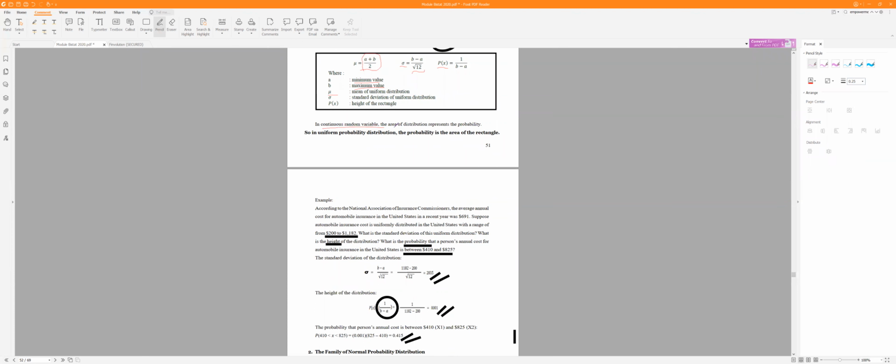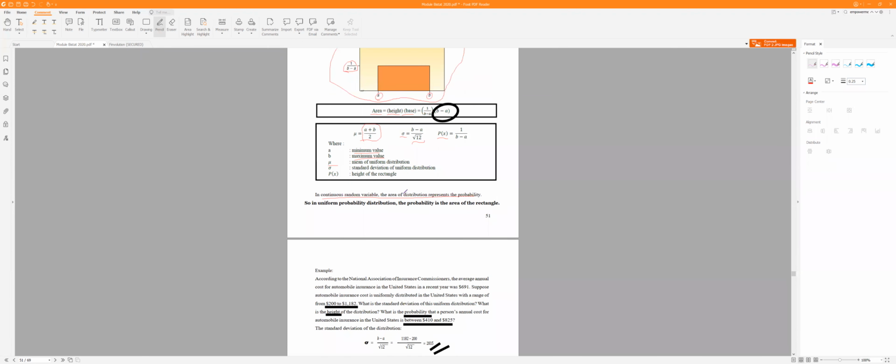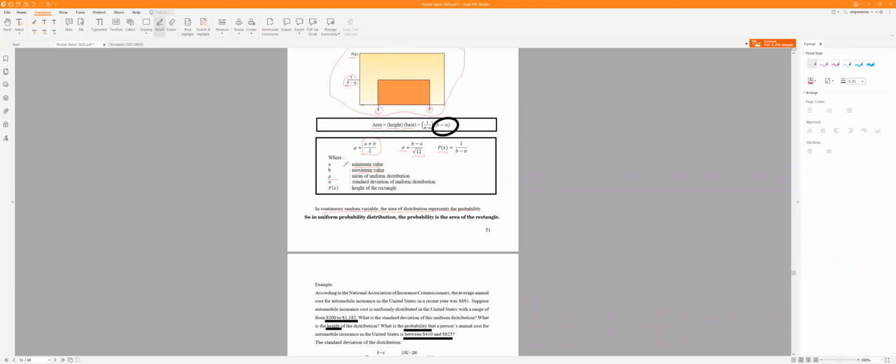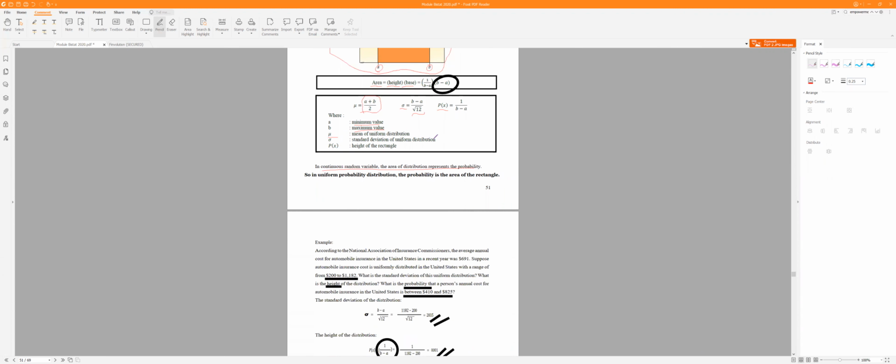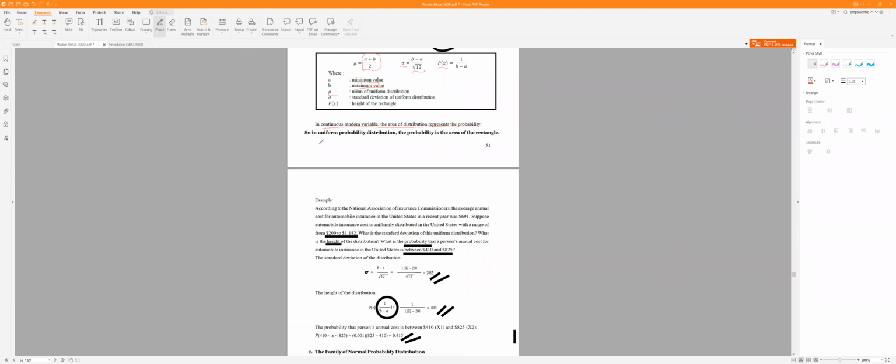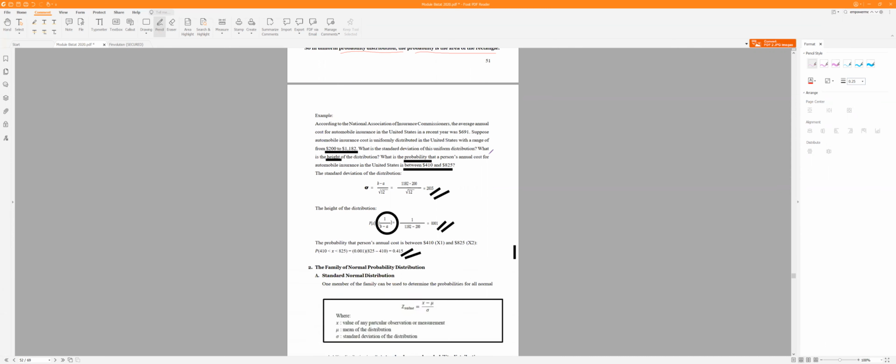In a continuous random variable, the area of distribution represents the probability. So the area under the graph should be 1. This is uniform. It always is. So in uniform probability distribution, the probability is the area of the rectangle. As I said before, for continuous distribution, you are always working with the area under the graph.